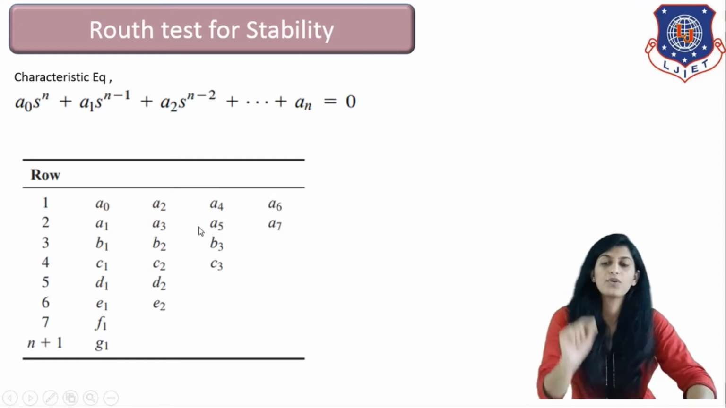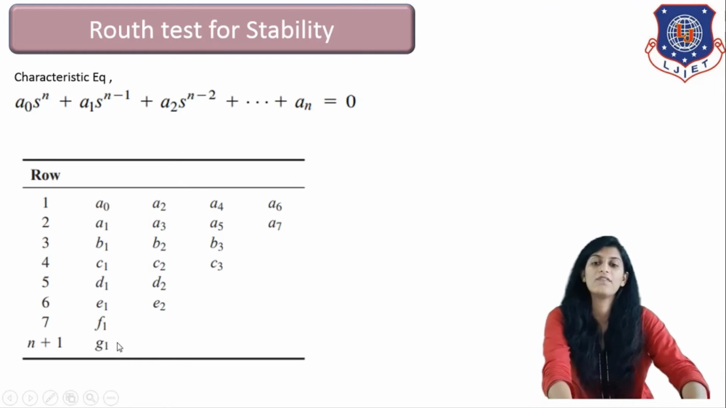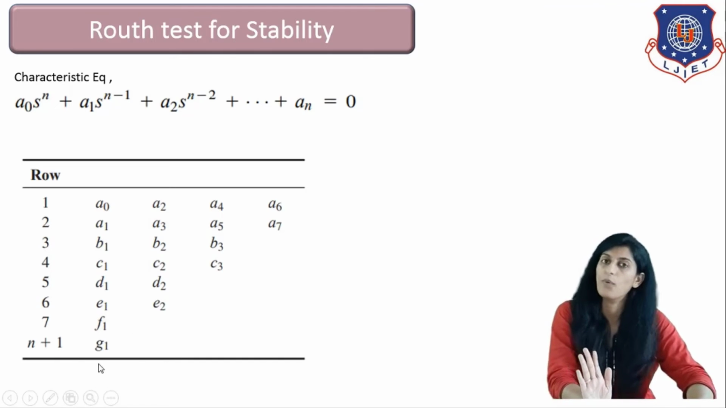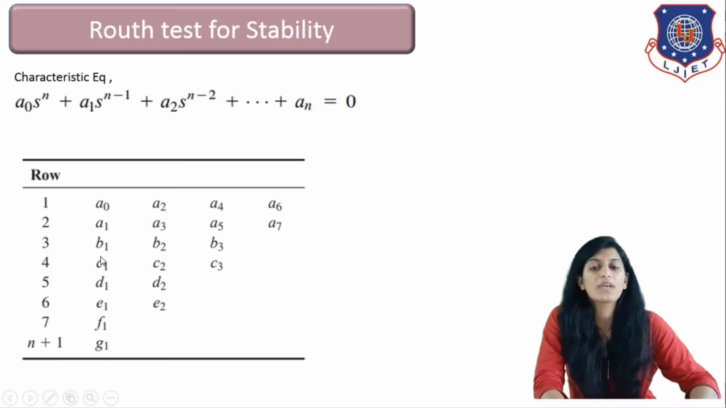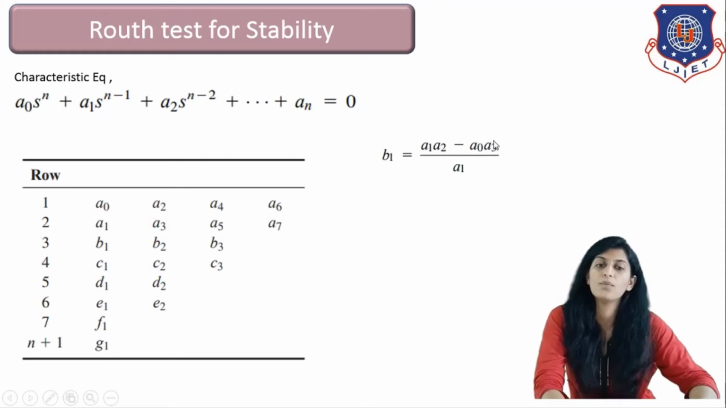After doing this, we need to calculate the rest of the terms, that is B1, B2, B3, C1, D1, E1, F1, and so on, until a 0 comes over here. How do we calculate B1 then? For calculating B1, we have the formula (A1 into A2 minus A0 into A3) upon A1.